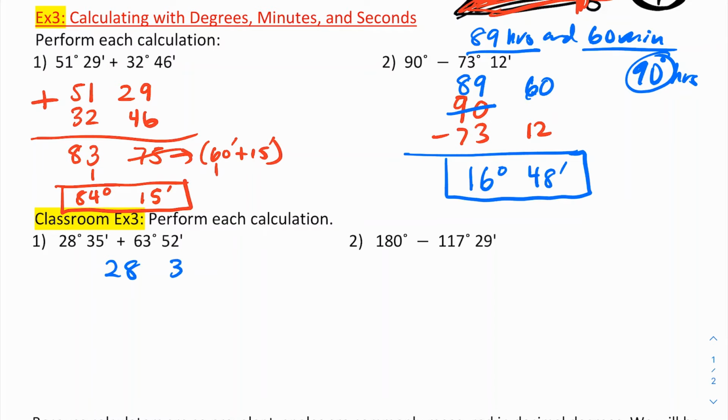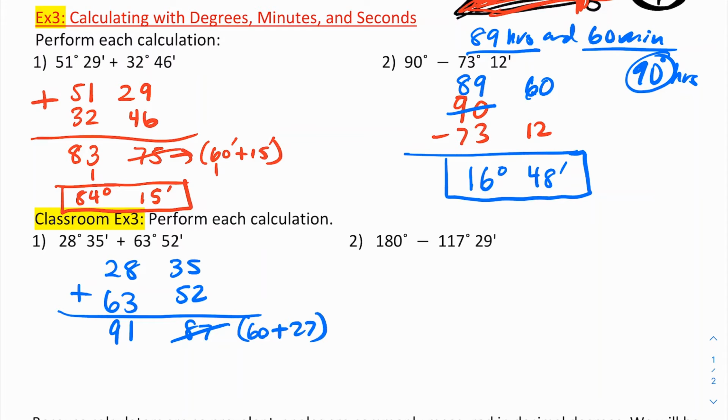So 28:35, and you don't need to put the units down, you just need to make sure that the ones that are alike line up. Like there could be seconds over here too. They don't give us that in this case, but it's possible to have degrees, minutes, and seconds. So if I add these together, I'll get 91 here and 87 here. 87 is the same thing as 60 plus 27, so that's 1 hour. So I'm going to add that 1 hour here. So we have 92:27, and that's degrees and minutes.